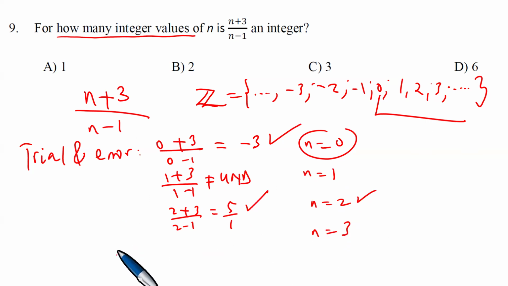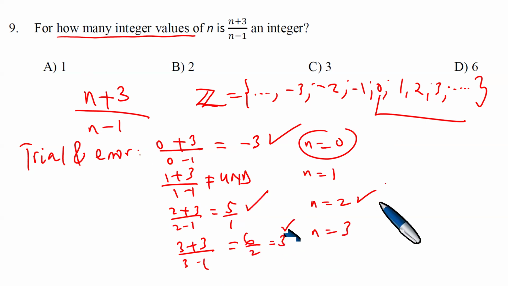n equals 3. You see there are a couple of numbers. So I'm sure that it won't be too long before we are able to conclude. Now n equals 3 here. 3 plus 3 over 3 minus 1. What is 3 plus 3? 6 over 2, 3. We happy? It's an integer. 3 is an integer. Okay, let's explore more.